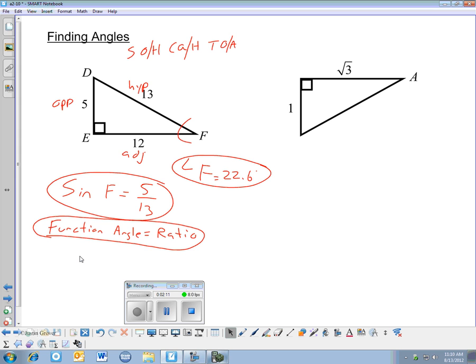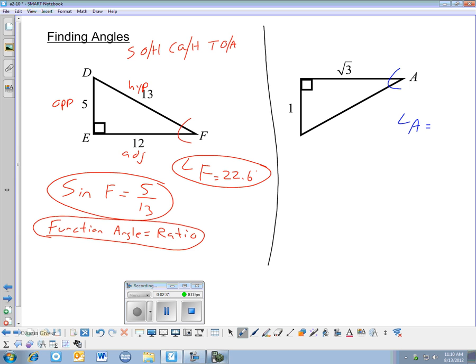And I didn't have to use sine. I could have used cosine. I could have done cosine, which would be 12 over 13. I could have typed second cos 12 over 13 or second tangent 5 over 12, and it would give me the same values. For the next example here, the difference is we want to find angle A.